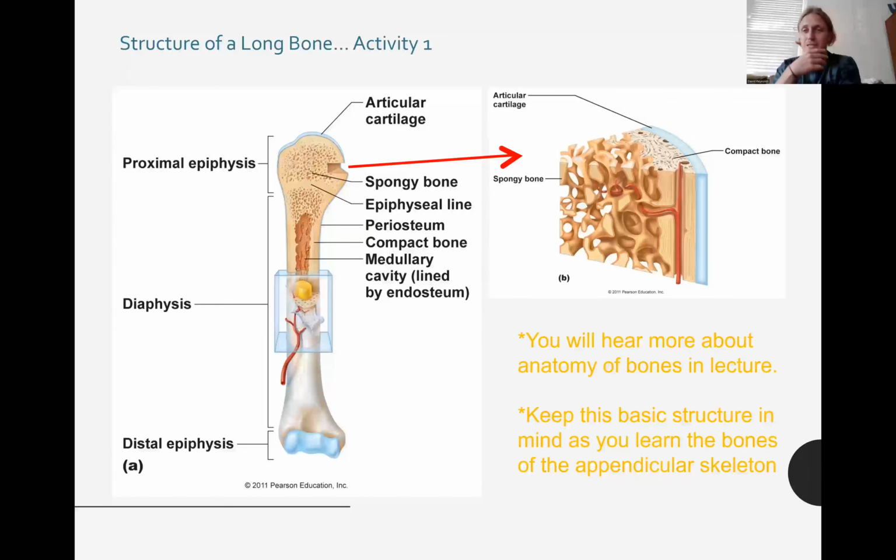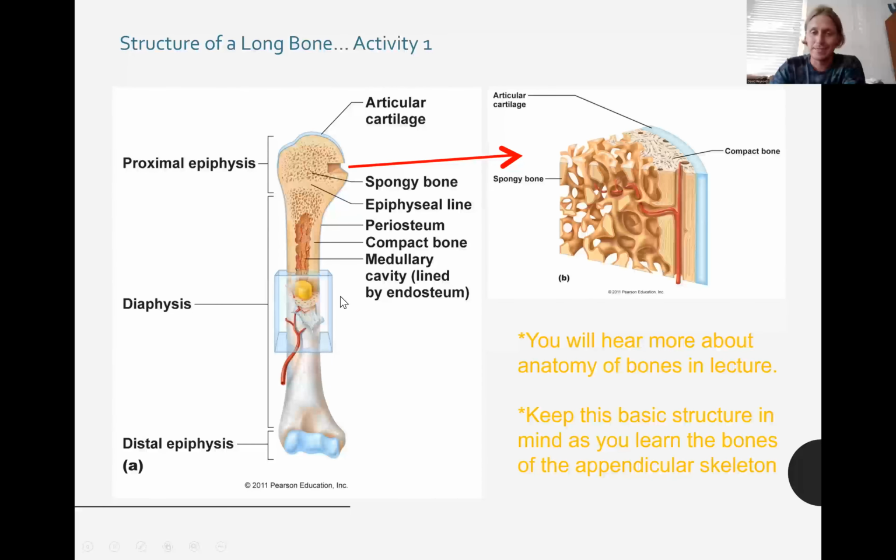All right, next thing we need to talk about is the parts of a long bone. You're going to see these terms quite often. There are three major regions to long bones. First is the diaphysis. The diaphysis is the main shaft. Here is your diaphysis right here.